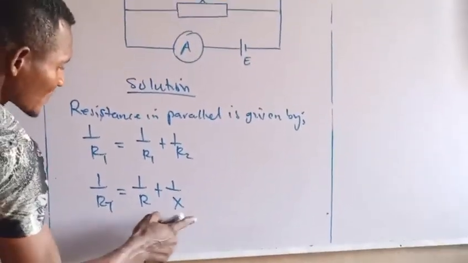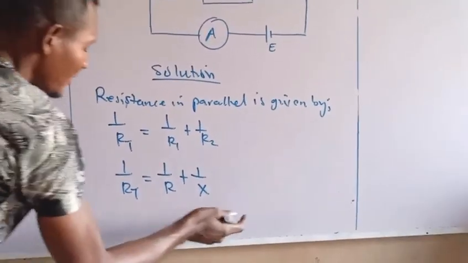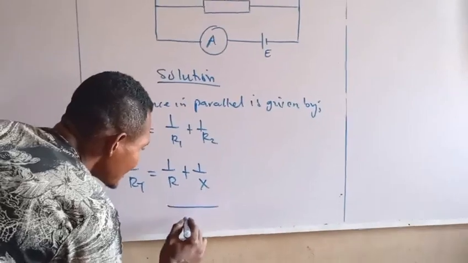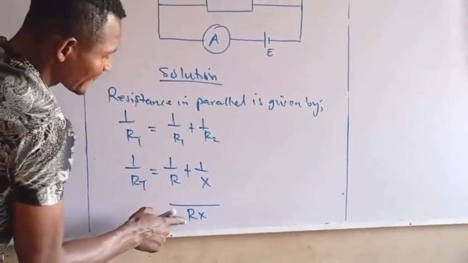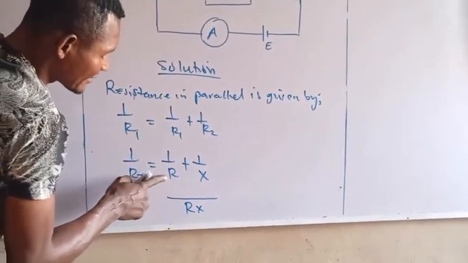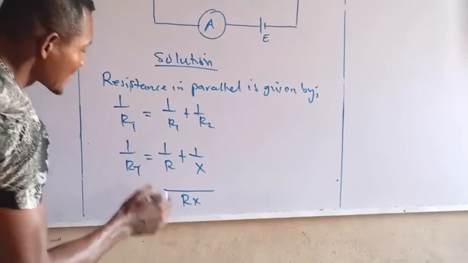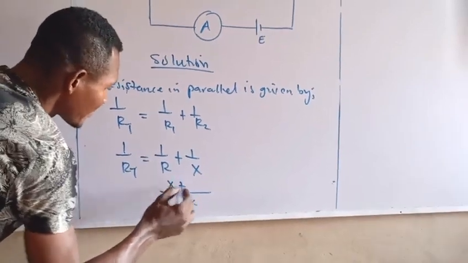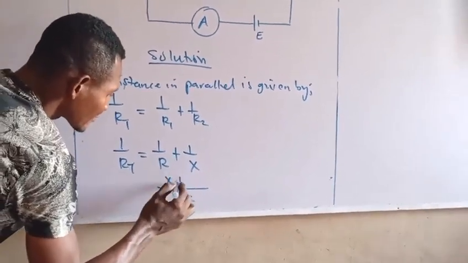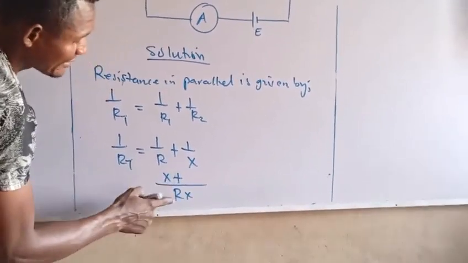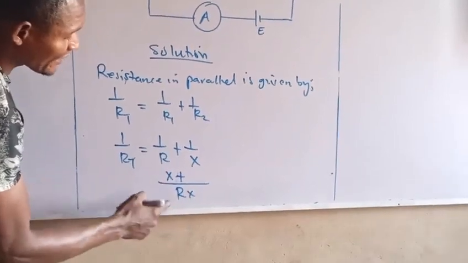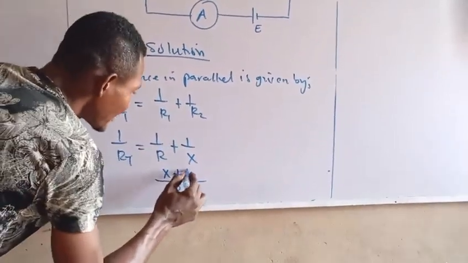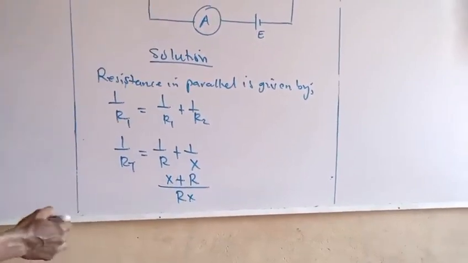So to simplify this one, we are going to find the LCM of this. And the LCM is Rx. So if you divide Rx by R, it will give us X. And X times 1 is X. Plus, if you divide Rx by X, X will cancel X, then you are left with R. So that is plus R.